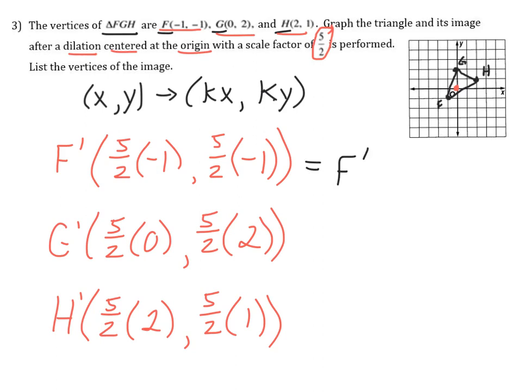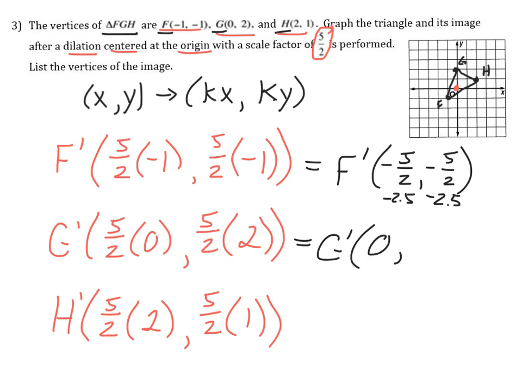It looks like F prime is going to end up at negative 5 over 2, negative 5 over 2. Or if you want to change it to a decimal, I know each of those are going to be 2.5. So it's going to be negative 2.5, negative 2.5. Next thing we have is G prime. Looks like I'm going to end up at 0, comma 5. And lastly, we have H prime, which is going to end up at 5, comma 5 over 2, or 2.5.